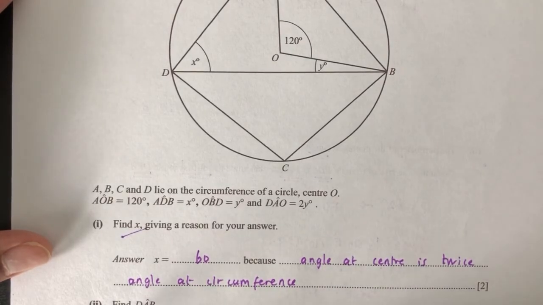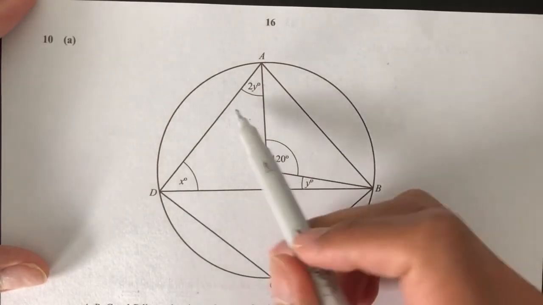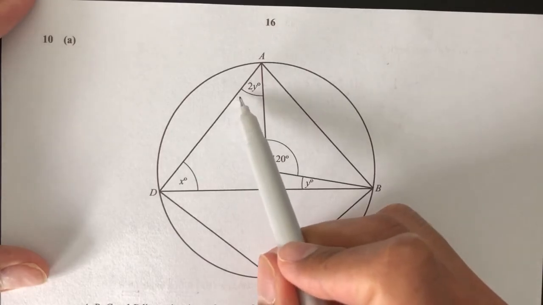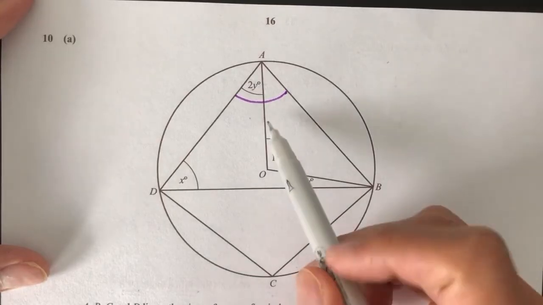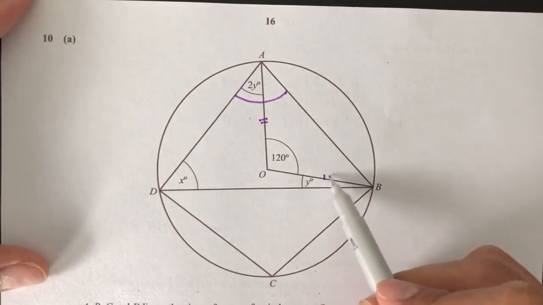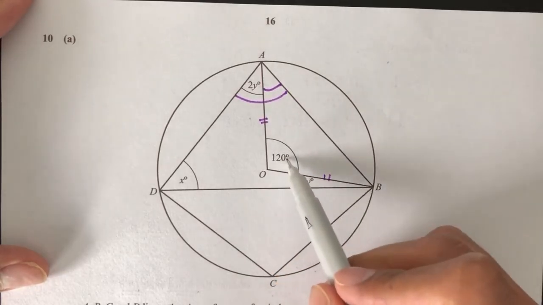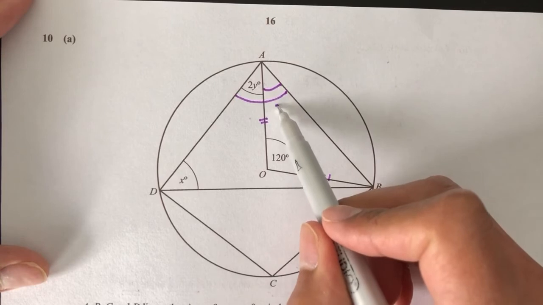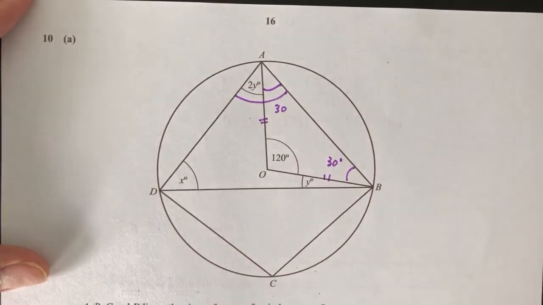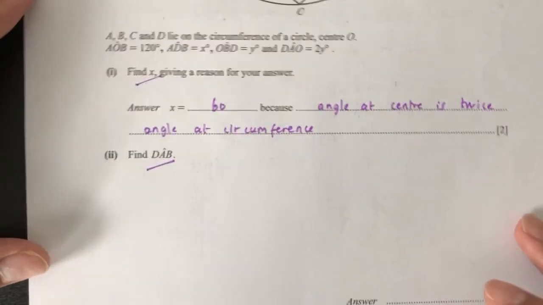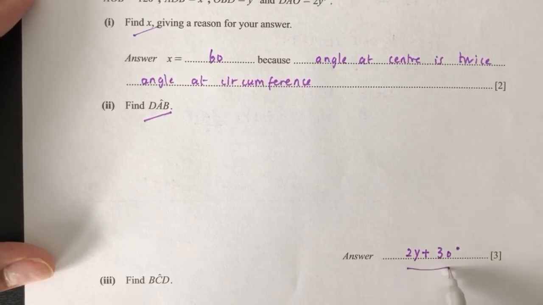Part 2, find DAB. Where's DAB? So find this angle here. So this is the radius, and this is also the radius. So this angle will be what? This will be 180 minus 120, which is 60. This will be 30 and 30, which means this one will be 2y plus 30. So 2y plus 30. That's part 2.